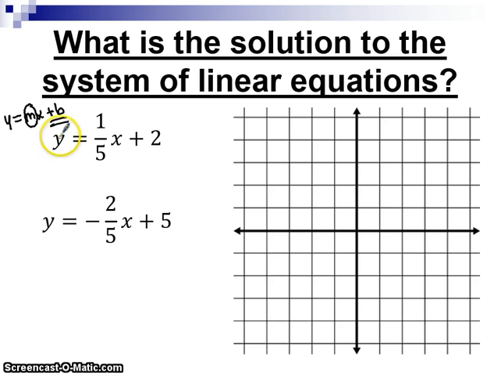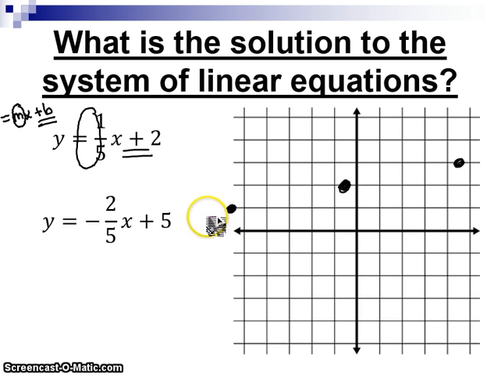So our first equation says y equals 1/5 x plus 2. So we'll start with our y-intercept, start at the origin, go up 2, and then move our slope, which is 1/5. So up 1 over 5. 1, 2, 3, 4, 5. And do the opposite as well. Down 1 and to the left 5. 1, 2, 3, 4, 5. Connect them with a line. And that's our linear function.